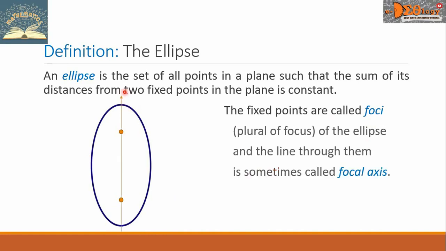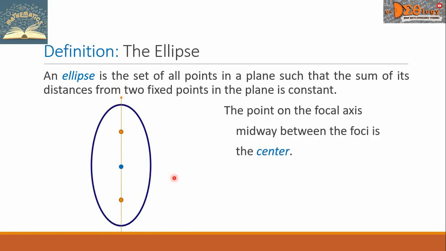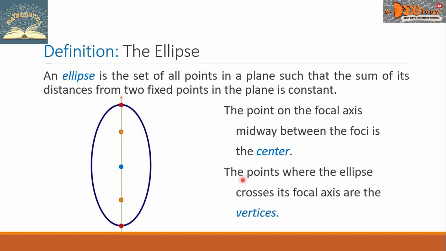The line through these two foci is sometimes called focal axis. This is the line. The point on the focal axis midway between the foci is the center. In our figure, this is the center. The points where the ellipse crosses its focal axis are the vertices. We have 2 vertices. This is the first and this is the second.